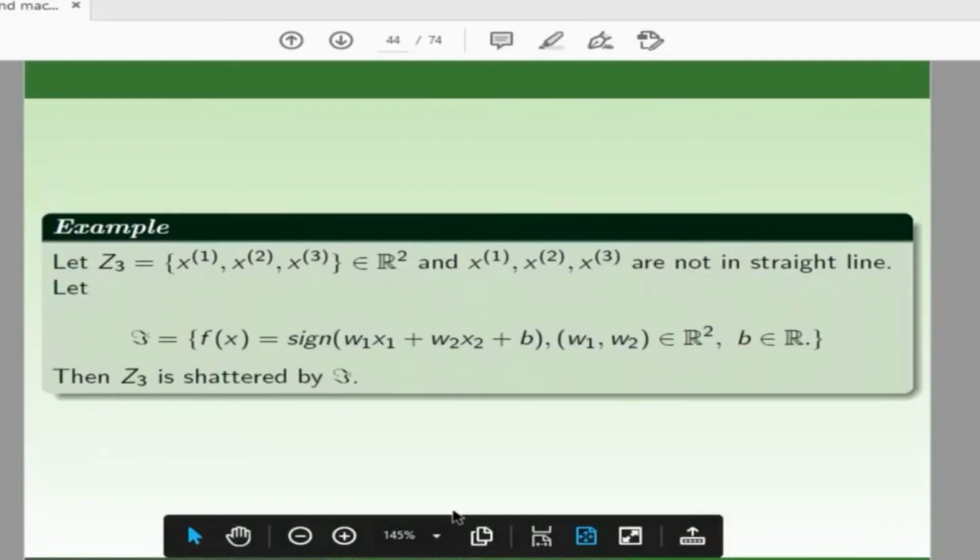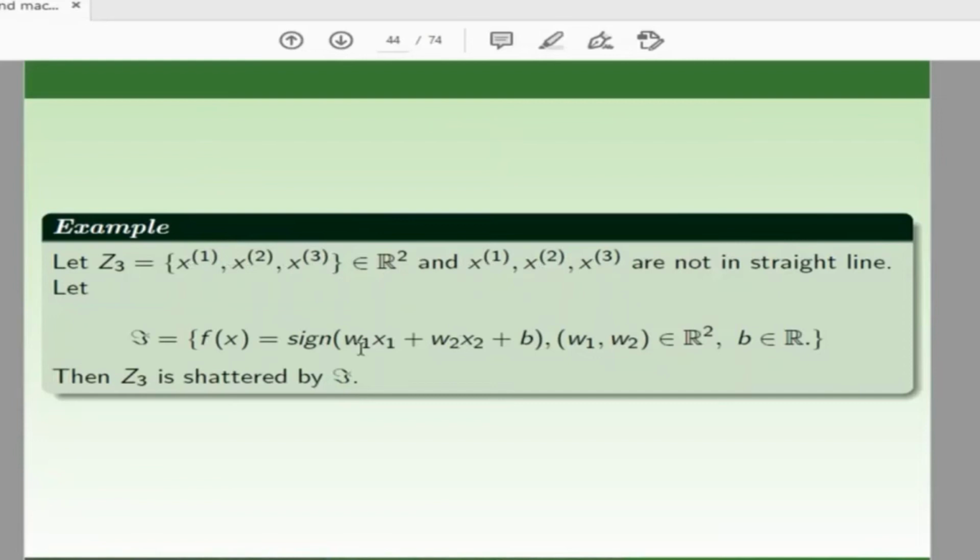So, for example, if you take this set x1, x2, x3, there are 3 points in R2. And suppose I take the family as the family of linear classifiers, and you want to show that Z3 is shattered by F. What is the meaning of that? From this set, you generate all possible training sets, given the class labels. And if all those possible sets can be correctly classified by a member of this family, then we shall say that this family shatters this set.